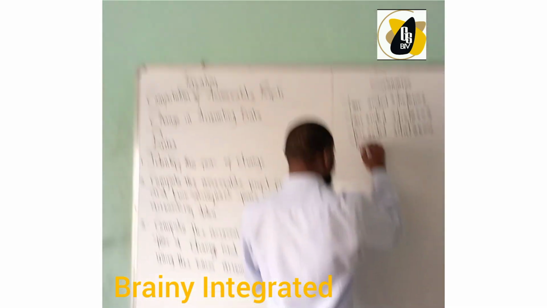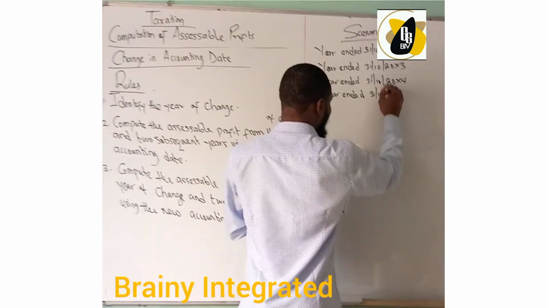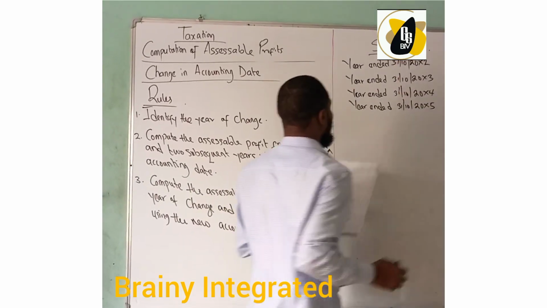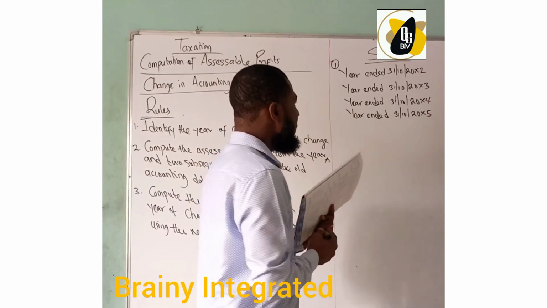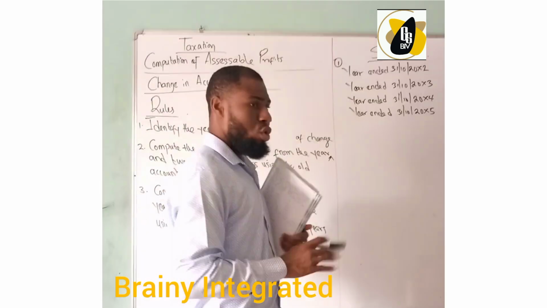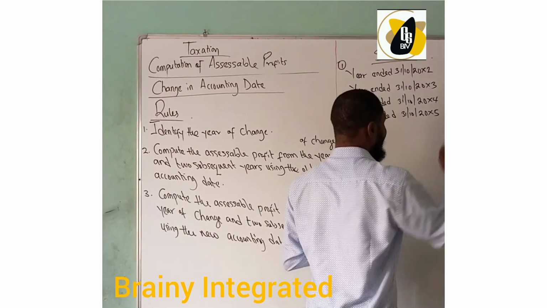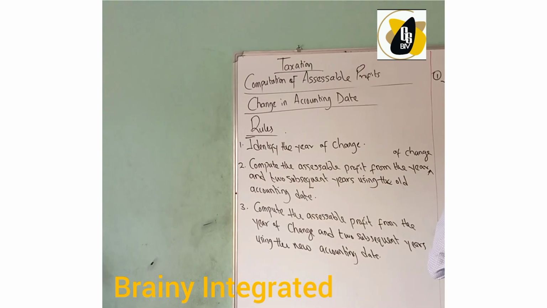Lastly, we have year ended 31st October 20x5. This is scenario 1, right? Now, for scenario 1, we want to look at it squarely. We want to identify the year of change. Alright? Year of change.